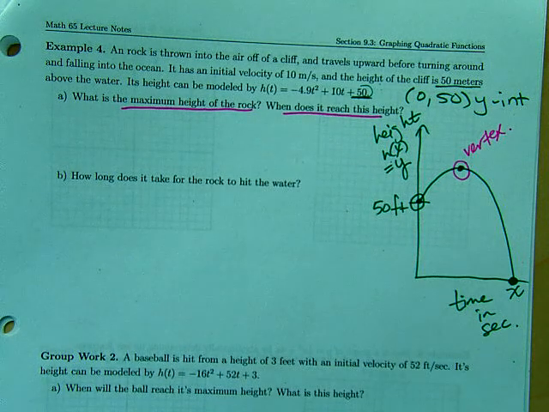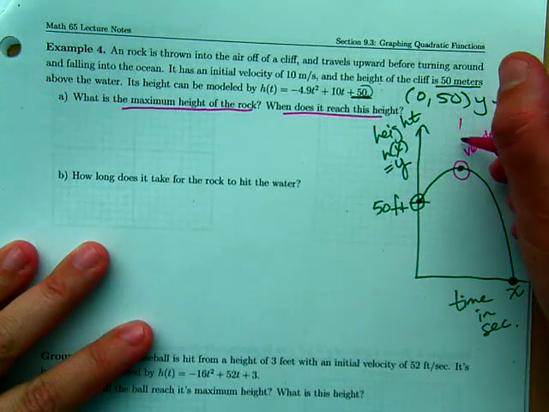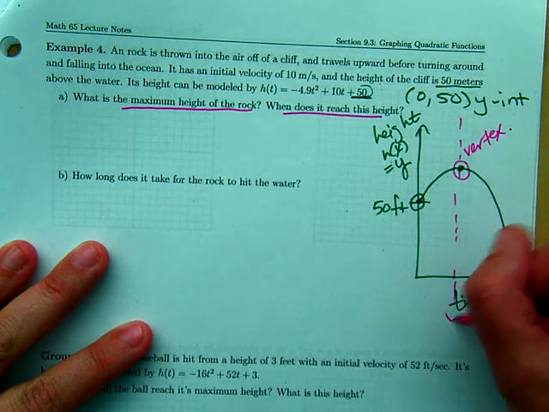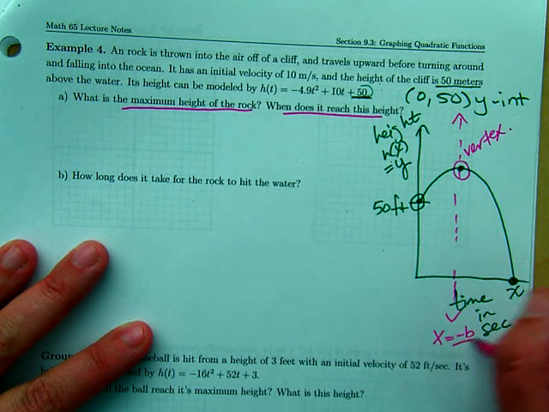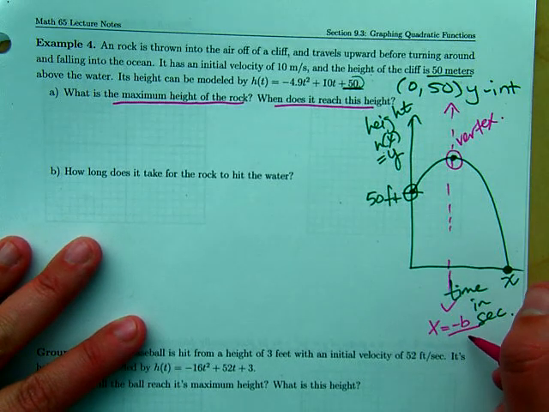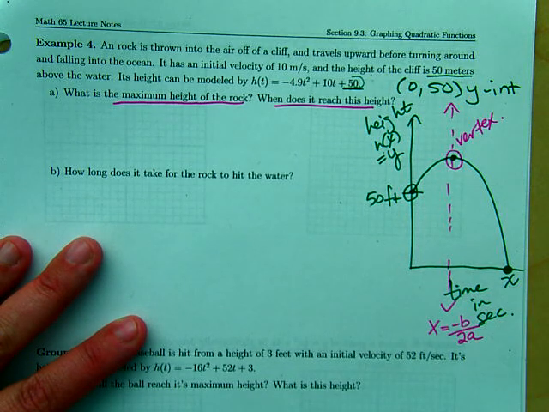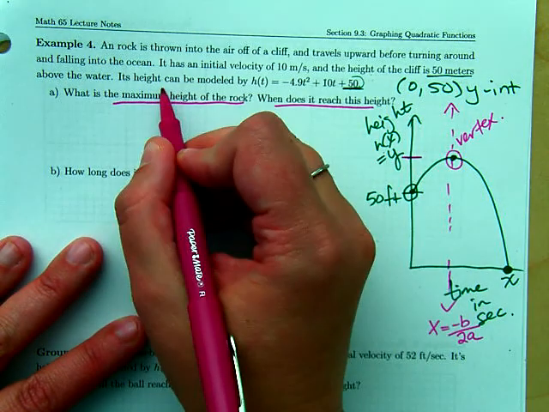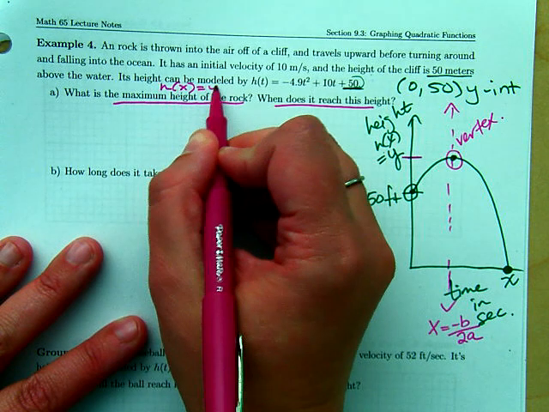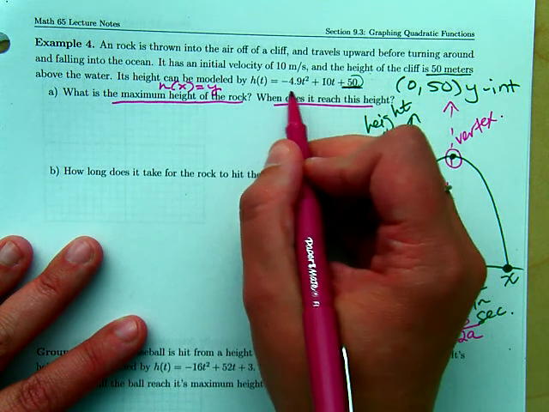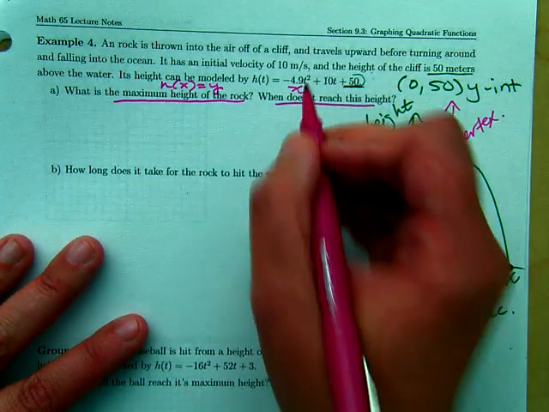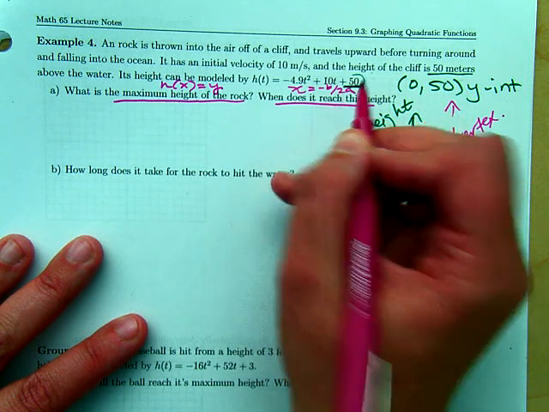From before, who can tell me that the vertex occurs on the axis of symmetry, which is x equals negative b over 2a. Okay? That's actually going to be when. And the height is going to be how high, the maximum height. So the maximum height is h of x, or y, and when is our x value, x equals negative b over 2a.